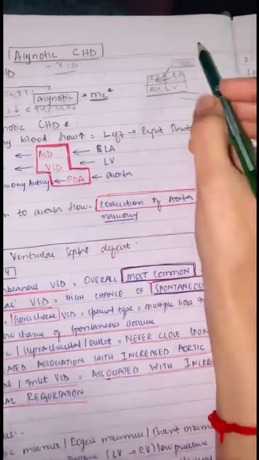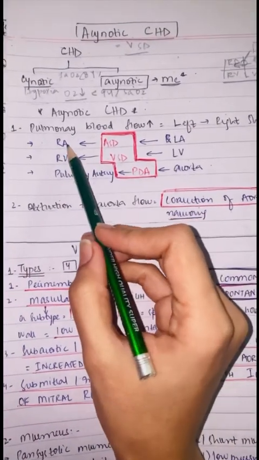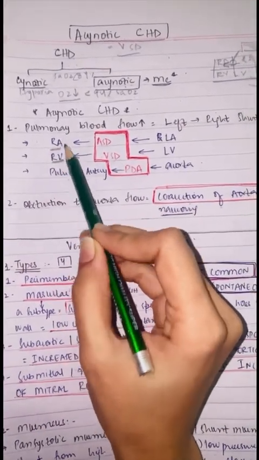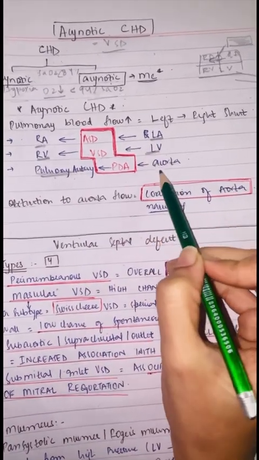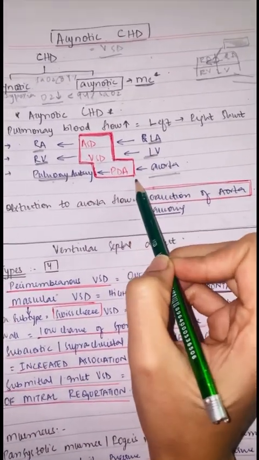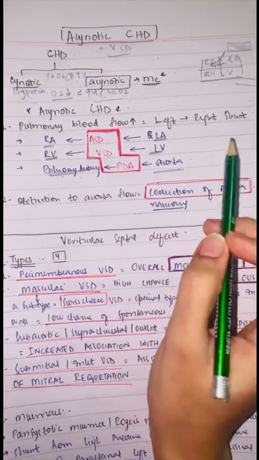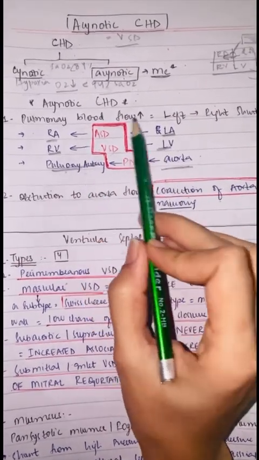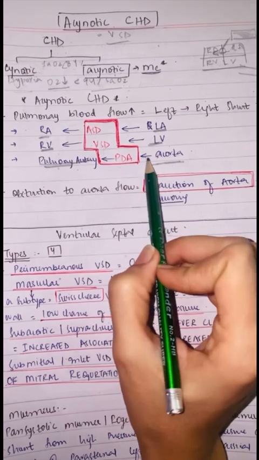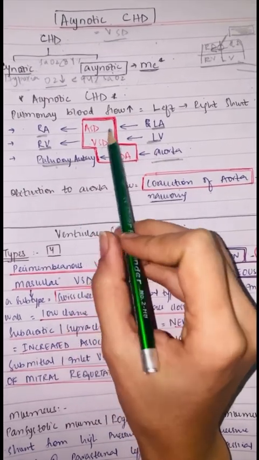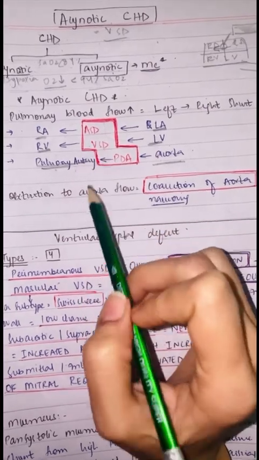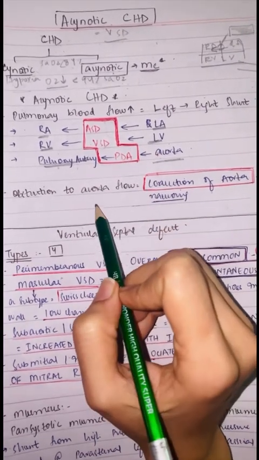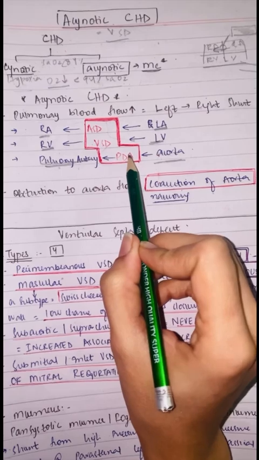Now, what are the connections? I have the right atrium, right ventricle and pulmonary artery, and the left atrium, left ventricle and aorta. If I put shortcuts between these, left atrium to right atrium, left ventricle to right ventricle, and connect the aorta to the pulmonary artery, these are the holes: atrial septal defect, ventricular septal defect and patent ductus arteriosus. I've already told you about the ductus arteriosus.